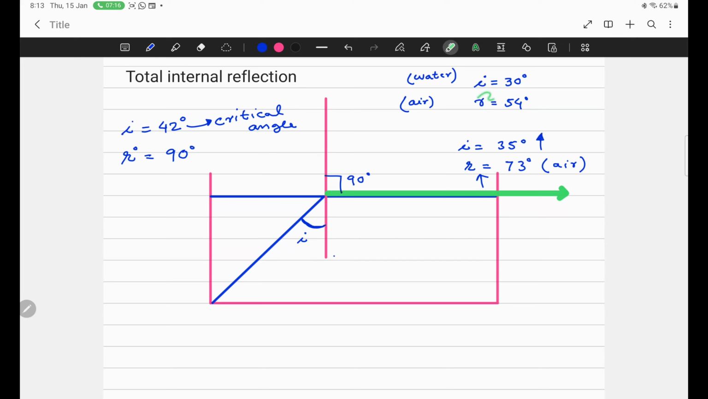So when you increase angle I in a denser medium, you know water is a denser medium, air is a less dense medium, water has a high density as compared to air. When angle I in the denser medium is increased, then angle R in air also increases. At a certain incident angle, the angle of refraction becomes 90 degrees, and this incident angle is called the critical angle.